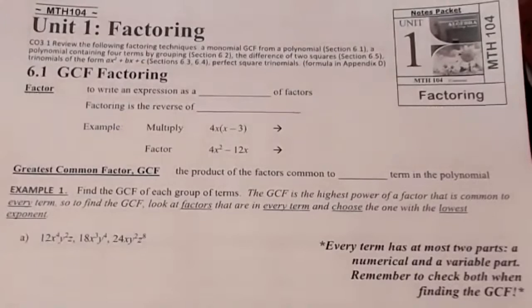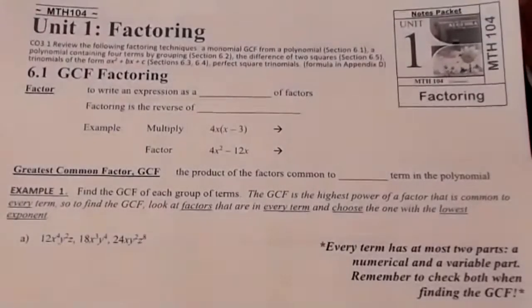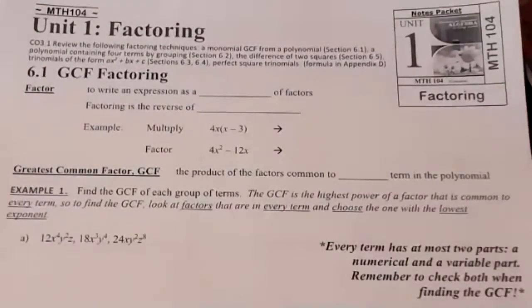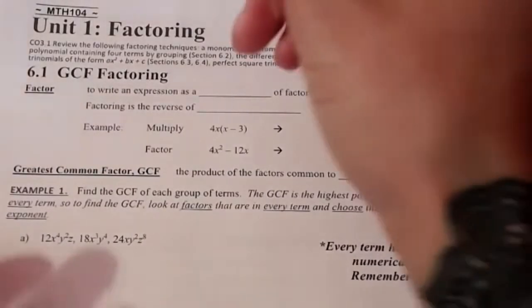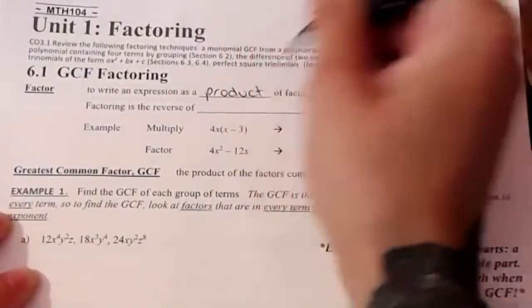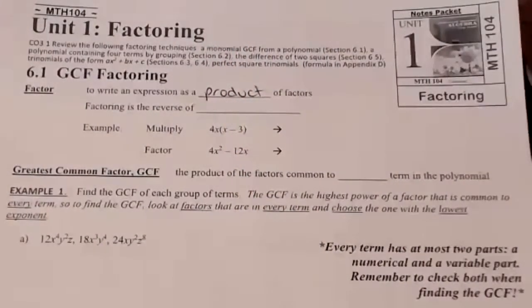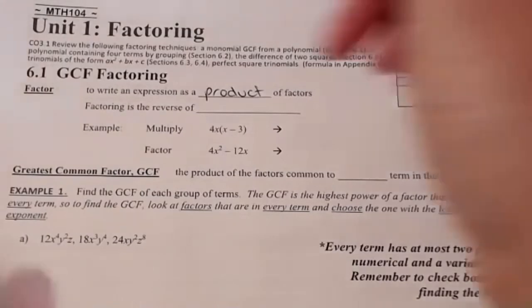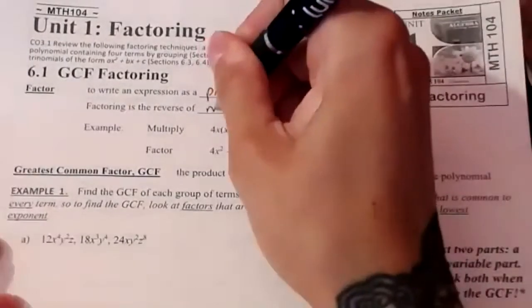Let's get into factoring. So to factor, what does that mean? Well, essentially what this is saying is that when we factor an expression, we're writing it as a product of factors. So like A times B times C, right? Those are products, but we write it in a way that's broken down. So factoring is essentially the reverse process of multiplication.